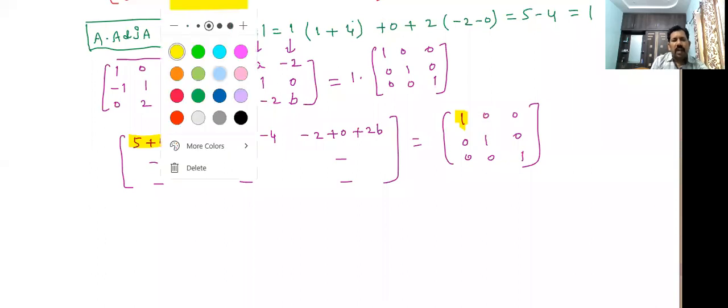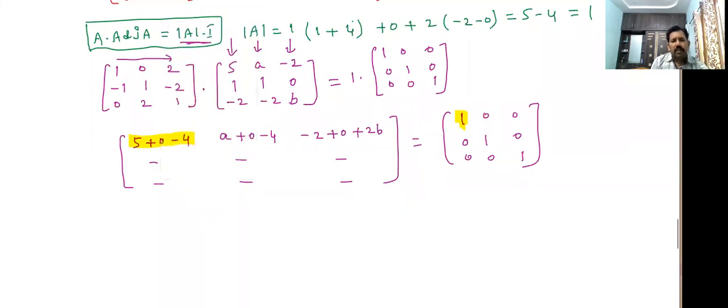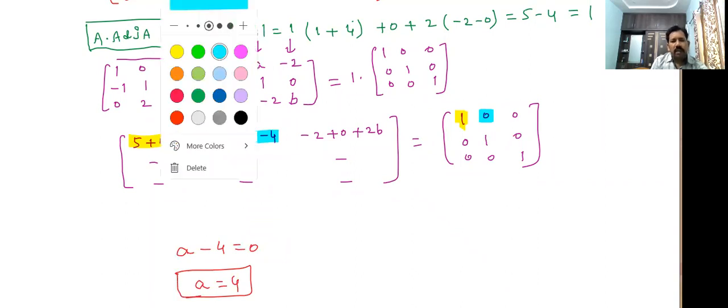Next, I'm going to compare these two. A plus minus 4 is equal to 0. In this case, what we get? A minus 4 is equal to 0. Then A value should be 4. A value is 4. Next, I am going to compare another value.